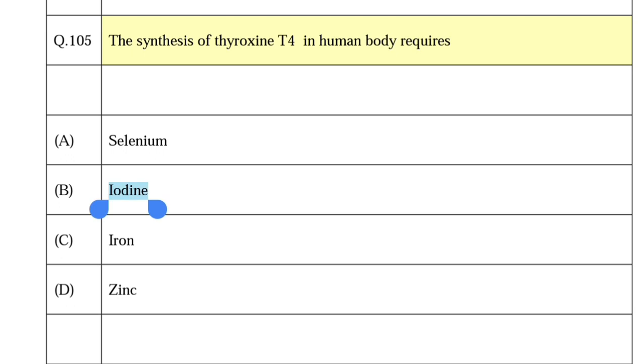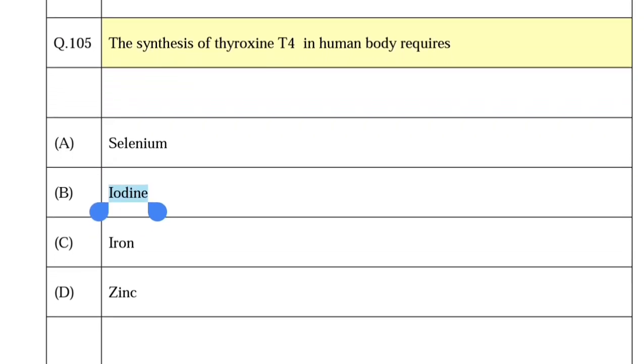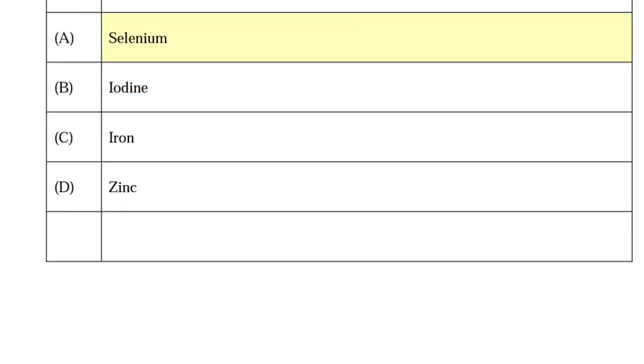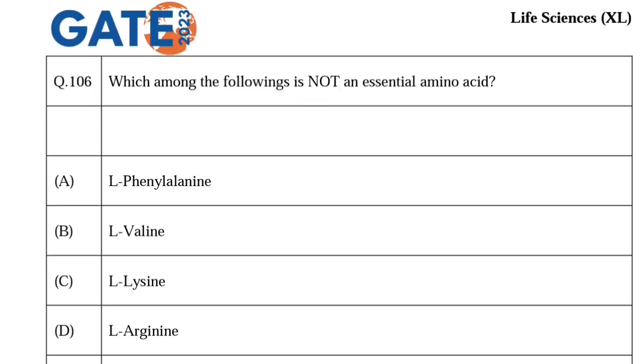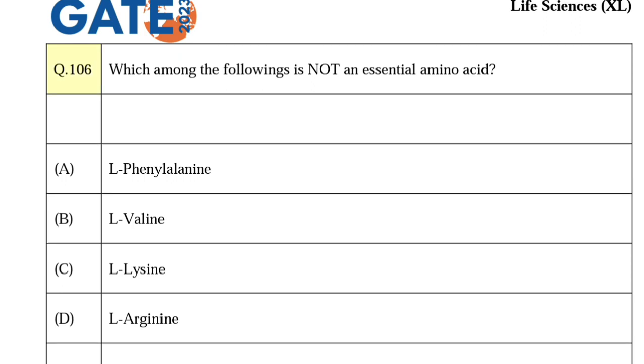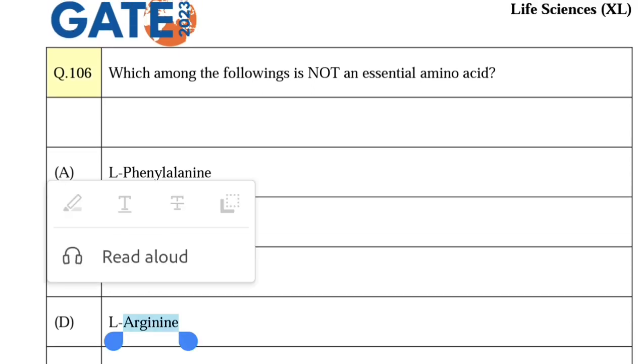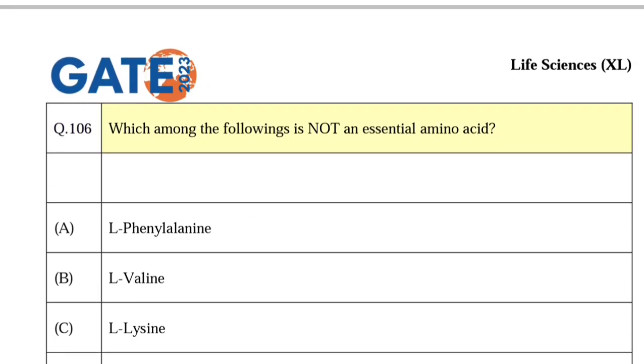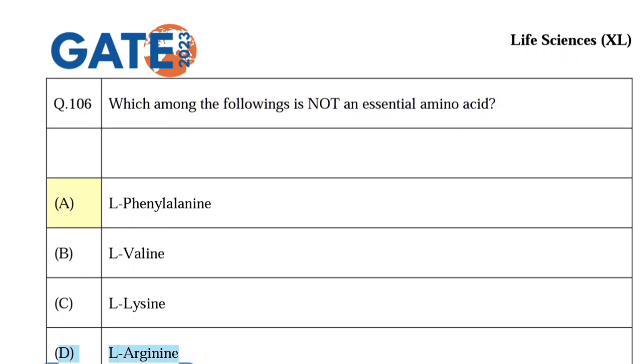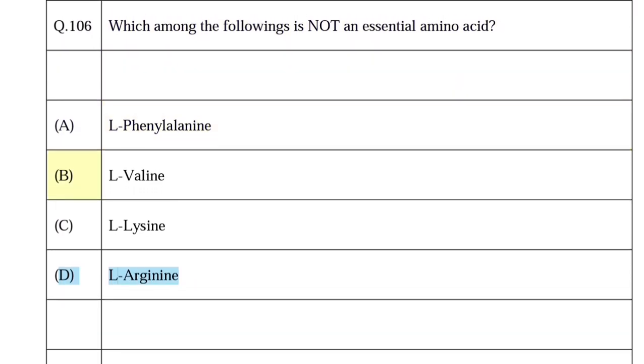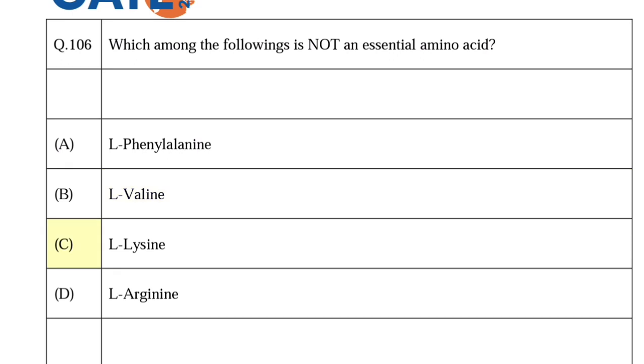Q.105. The synthesis of thyroxine T4 in human body requires A. Selenium, B. Iodine, C. Iron, D. Zinc. Q.106. Which among the followings is not an essential amino acid? A. L-phenylalanine, B. L-valine, C. L-lysine, D. L-arginine.